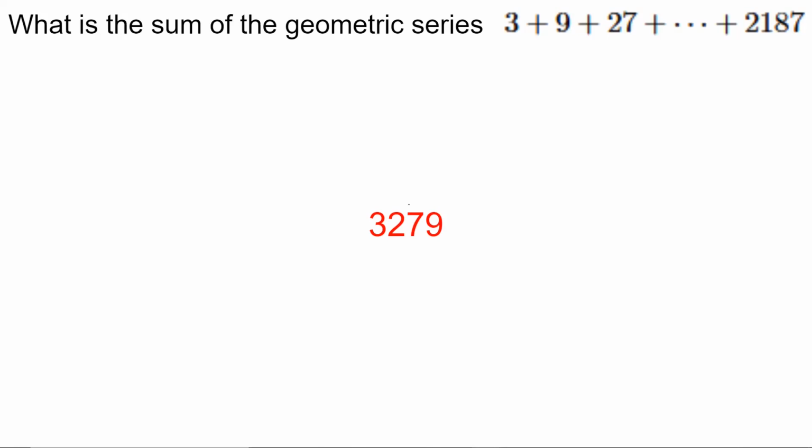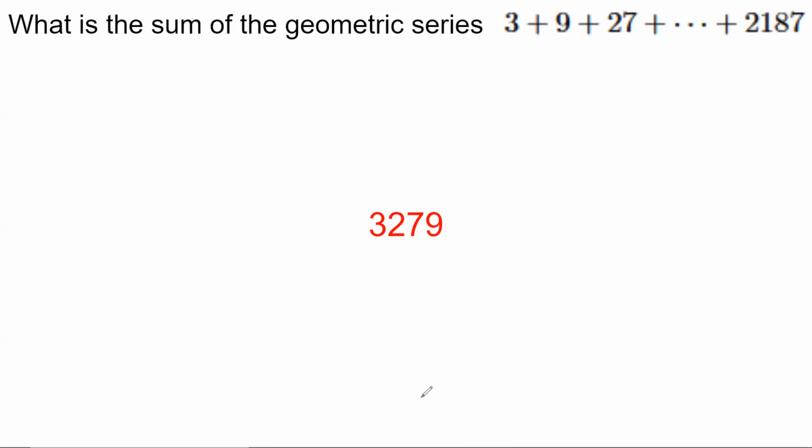Okay, so we can tell that this is a geometric series because we know that 3 times 3 is equal to 9, and 9 times 3 is equal to 27. And so we can tell that the common ratio here is 3 because we always multiply by 3 to get the next number.